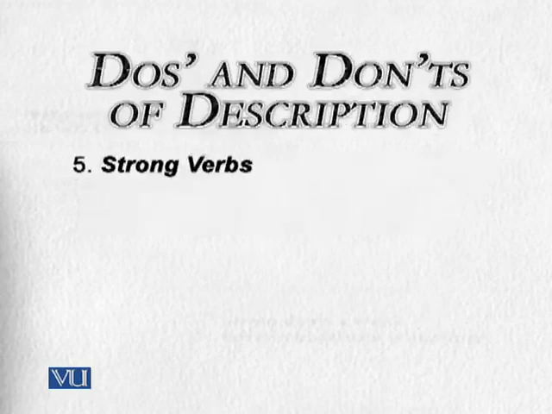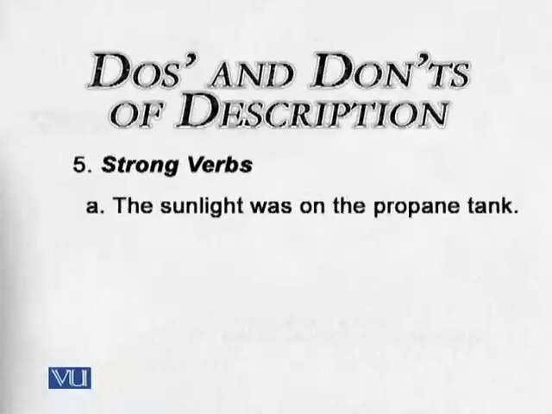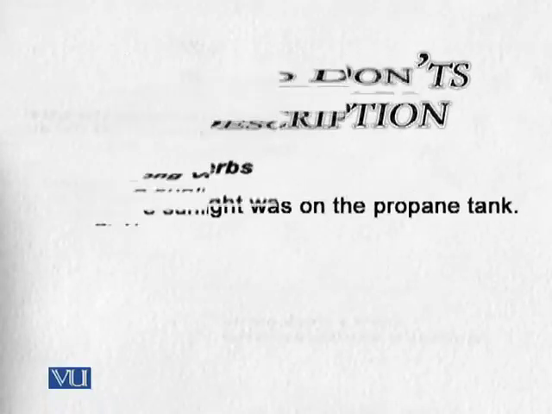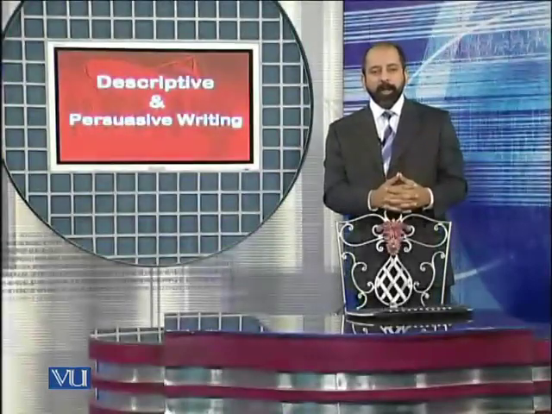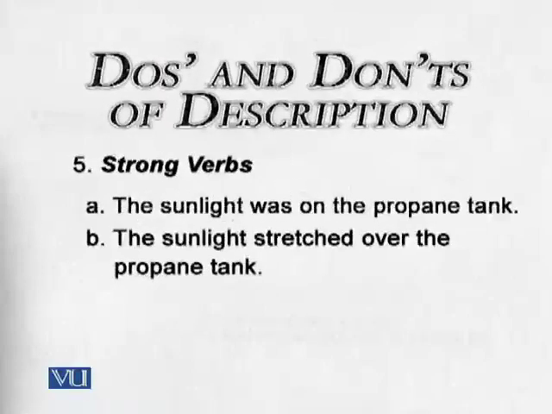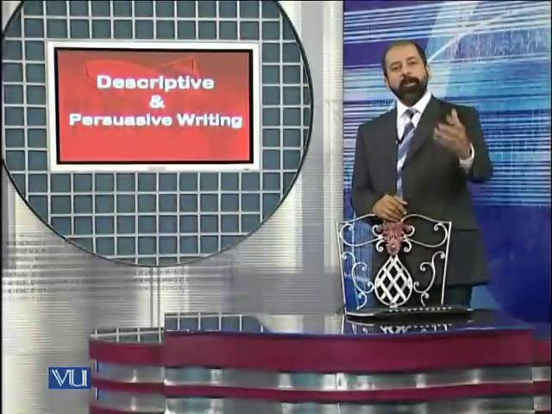The last thing is, use strong verbs. Like I was continuously talking about colorful adjectives, colorful adverbs, and strong verbs. Strong verbs, for example, "The sunlight was on the propane tank." Was is actually a conditioned verb. It's not a strong verb. Let's replace this conditioned verb by a strong action verb, and it will be "The sunlight stretched over the propane tank." The sunlight was on the tank, or stretched over the tank, is switching from ordinary verb to powerful word.